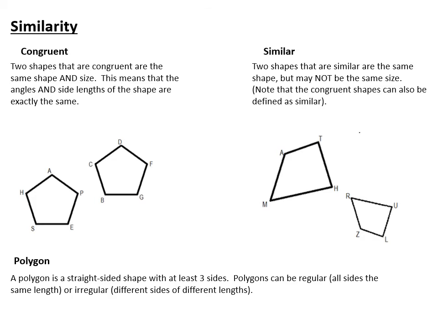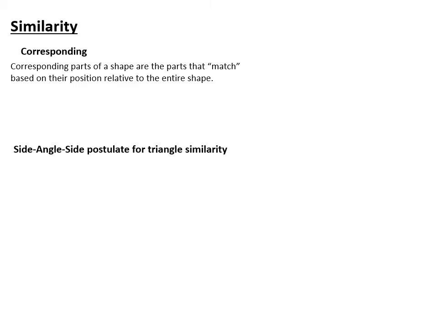Polygon: a polygon is a straight-sided shape with at least 3 sides. Polygons can be regular, all sides the same length, or irregular, different sides with different lengths. All of the straight-sided shapes in the examples on this page are polygons. Corresponding parts of a shape are the parts that match based on their position relative to the entire shape. So we have side AT and side ZL as corresponding sides of the two shapes.